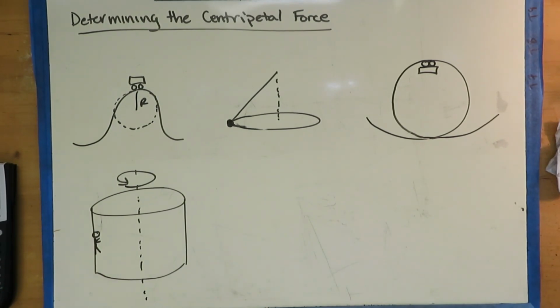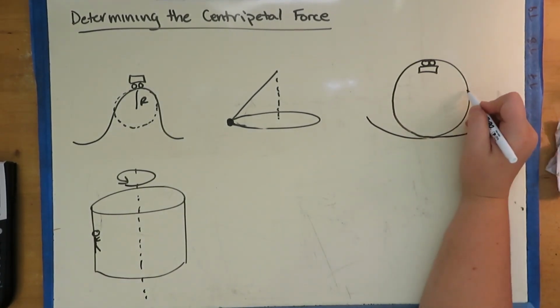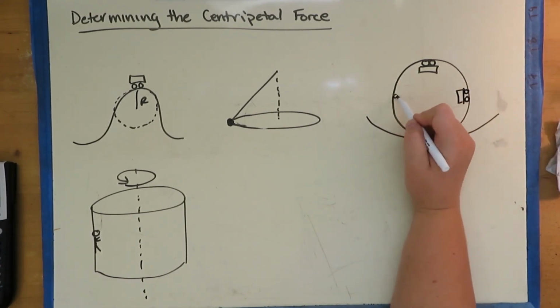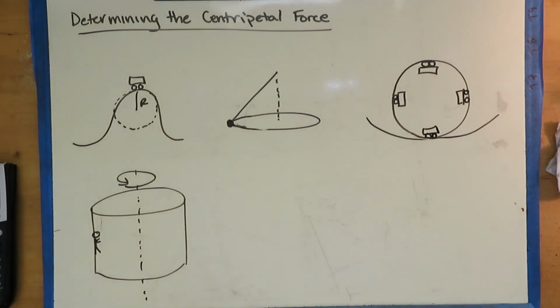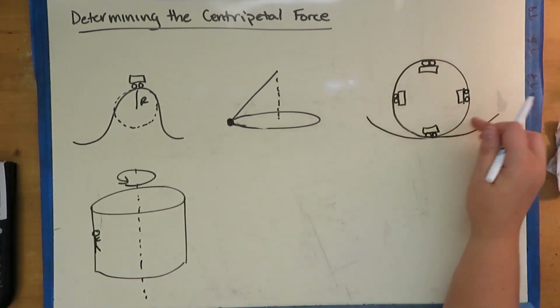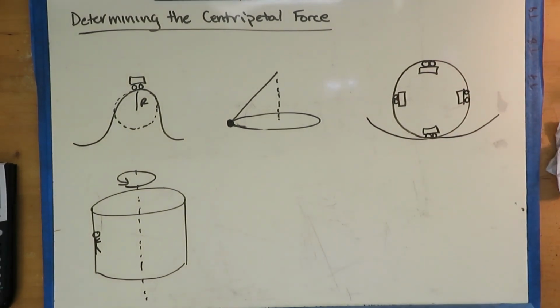So what I would ask you to do is take a moment and pause after I explain each of the scenarios and try to figure out what the equation for the centripetal force would be at different positions on, say, this first one here. Assume that this can go in a perfect circle, so you have these 4 positions to look at.